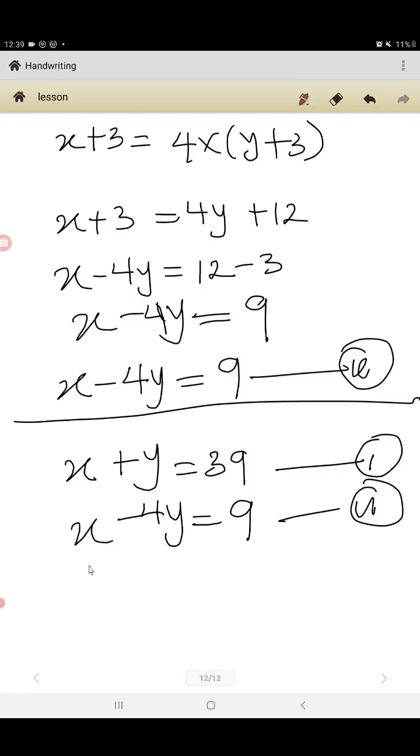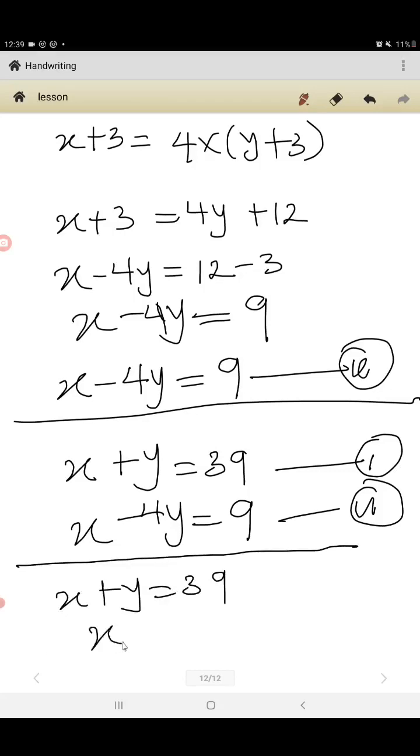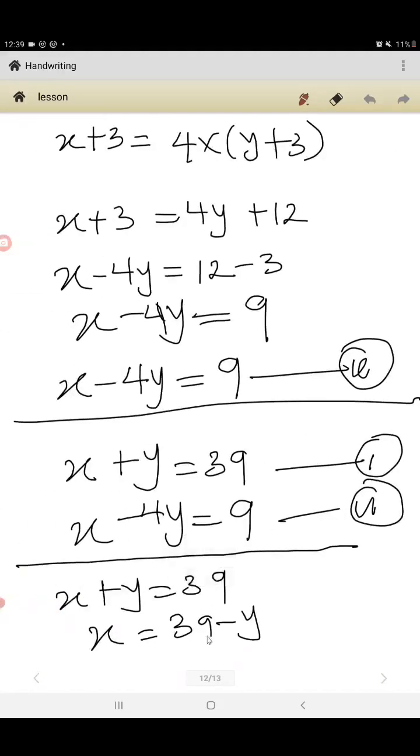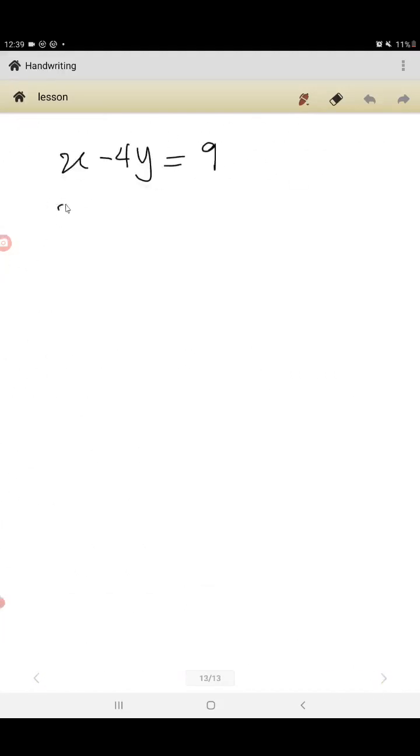Let's use substitution first. So let's consider equation 1, x plus y is equal to 39. So we say x is equal to 39 minus y. And equation 2 lets us know that x minus 4y is equal to 9. We are able to get the value of x as 39 minus y. So therefore, 39 minus y minus 4y is equal to 9.